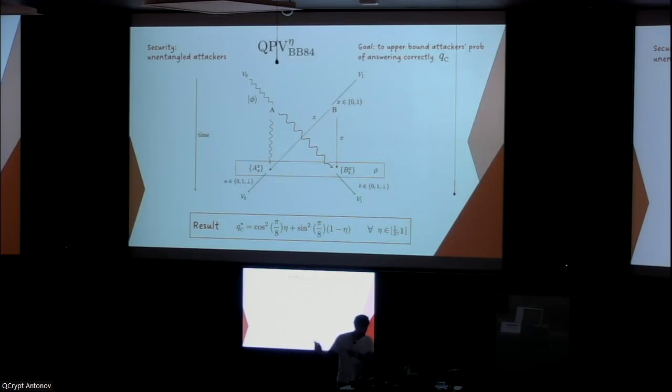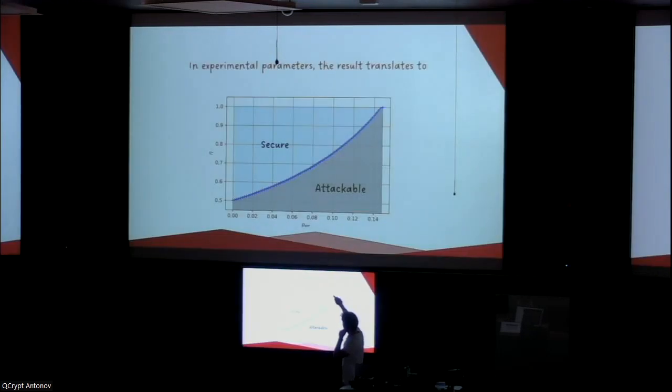The techniques to prove this are very interesting, because we could also find applications to some other cryptographic primitives, and I can talk about it later in the questions if you ask. But to wrap up, the first result in experimental parameters is the following. If you have a transmission rate eta and a probability of error given by this, and you are in this region, the protocol is secure, and otherwise it is attackable. So if you are an experimentalist and you want to implement this in a lab, you just look here, and we have a tight characterization of the security of this protocol.